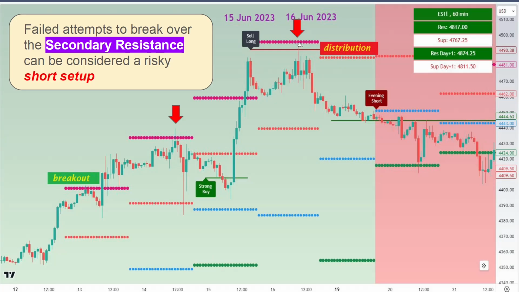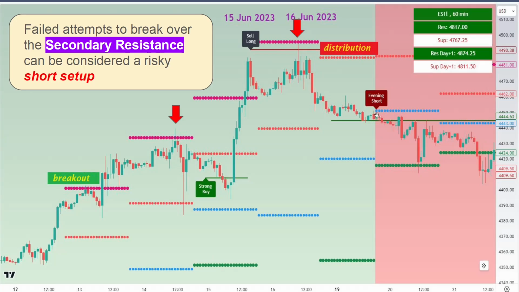Bulls tried to get over the secondary resistance to confirm an accelerated phase, but we couldn't. We got rejection and a drop, moving down almost up to the next level, that was the daily resistance, the key support of the uptrending market. But the following day, look what happened. Price spent the whole day inside the range. So that means the trend was questioned at that point because bulls could not break over the daily resistance.